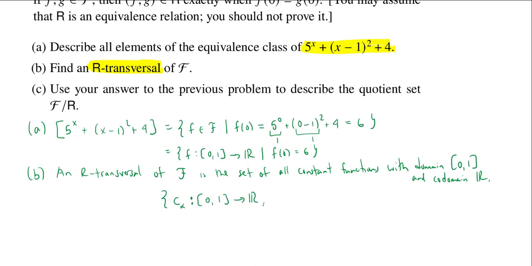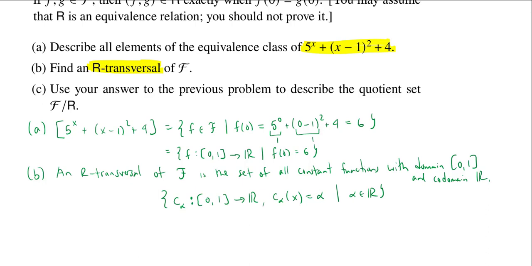And what's it going to do? It's going to evaluate at any x and just return alpha. Okay, and we're going to look at the set of that as alpha runs through all elements of R. So that would be a transversal, right? Just all constant functions.